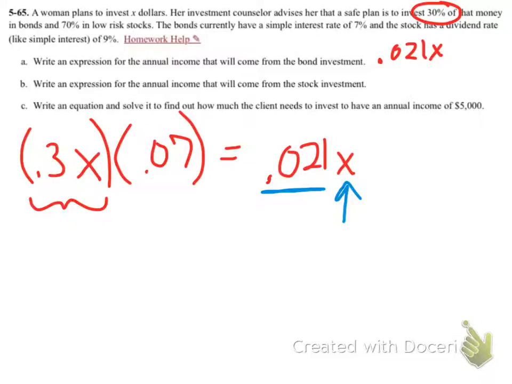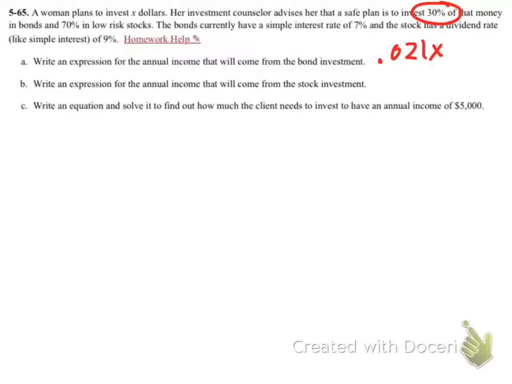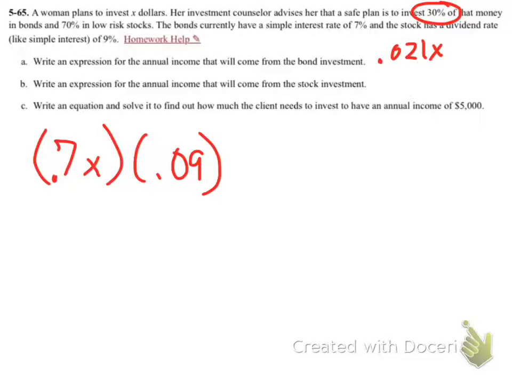For problem B, I'm going to do something very, very similar. I want to take a look at the stock investment. So 70% is going to go into that. So 0.7 of, again, X amount of dollars is going to go into that stock. And that's going to be at 9%, 0.09. That is then going to give, when I multiply it together, 0.063 times X.